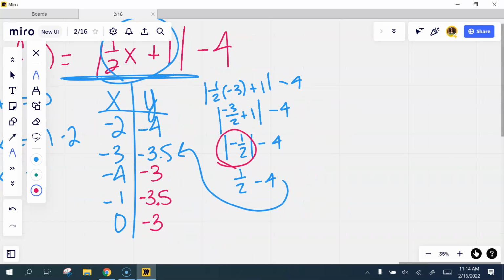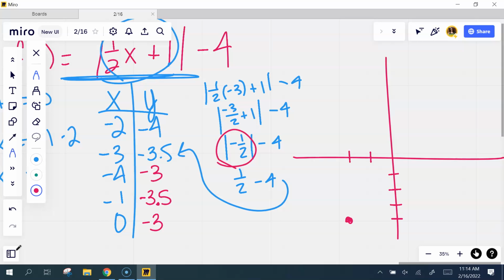So now as I graph this, I have -2, -4. This should be my vertex because I started with my vertex. And maybe I'll even put a V so I remember that that's supposed to be my vertex. -3, -3.5, -4, -3, -1, -3.5, and 0. Oh, my thing's got all out of whack here. Something like that.